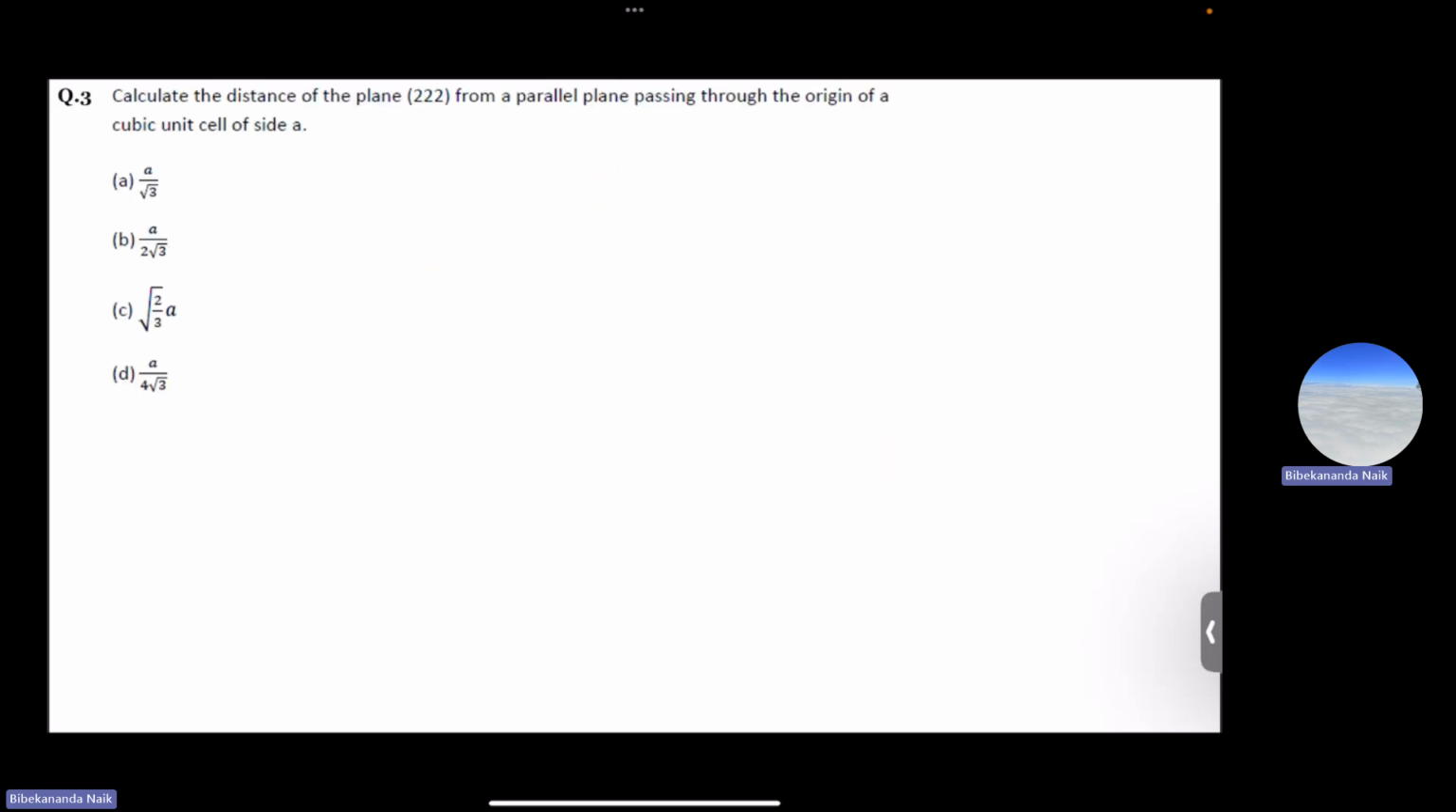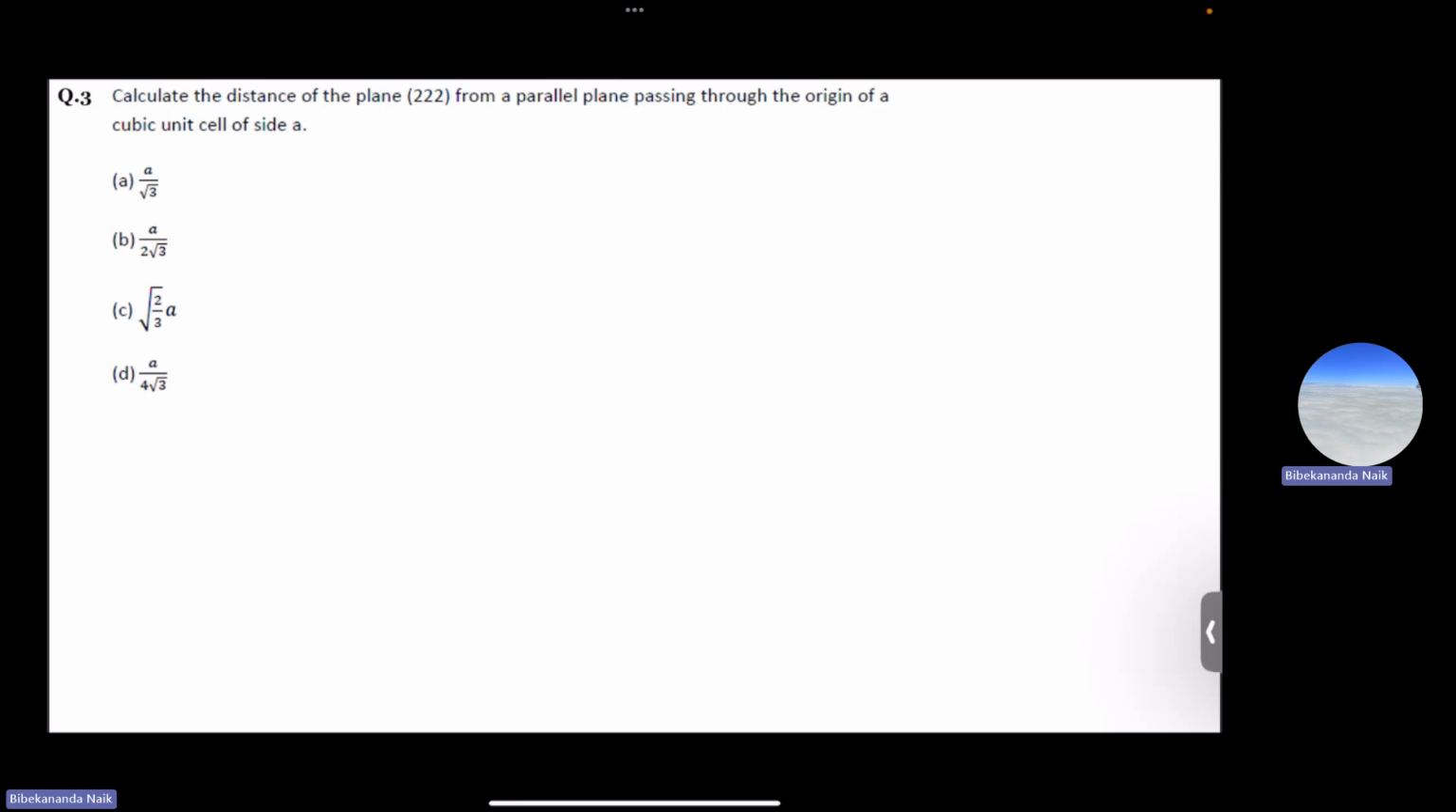The question says, calculate the distance of the plane 2, 2, 2 from a parallel plane that is passing through the origin of a cubic unit cell of side A. The options are option A, A by root 3, option B, A by 2 root 3, option C, 2 by root 3 A, or option D, A by 4 root 3. These are the four options.